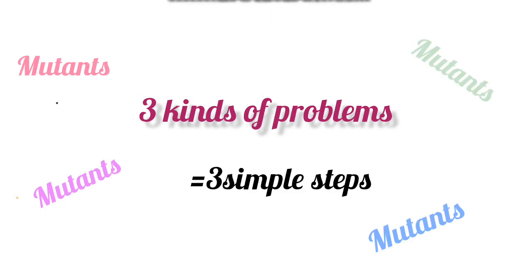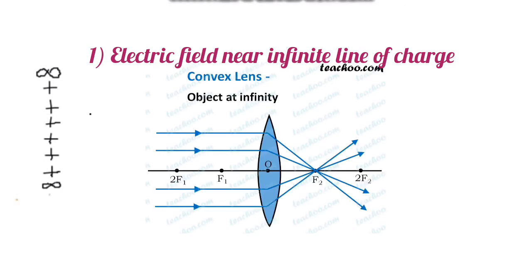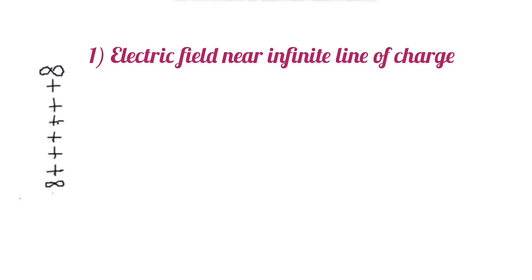You'll encounter basically 3 kinds of problems, and the rest are just Newtons. So here's how you can do it in 3 simple steps. The first kind is electric field near an infinite line of charge. Let's pretend it's not weird at all that we're finding the electric field of an unending line of charge, because trust me, you've done this before. Remember when you were doing lenses and you found the image distance of an object at infinity? Wow. However, what infinite means in this case is that the line of charge is very long compared to the distance at which you want to find the electric field.